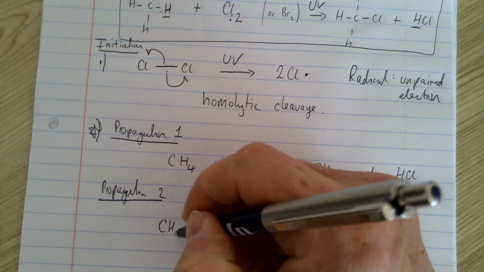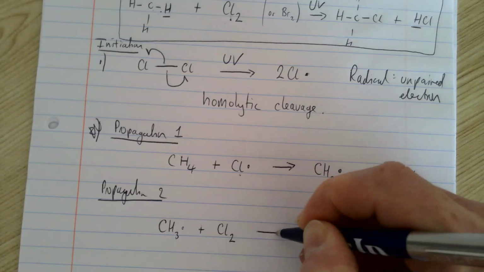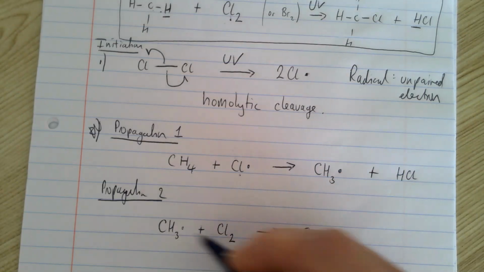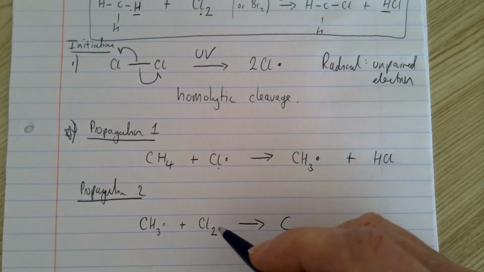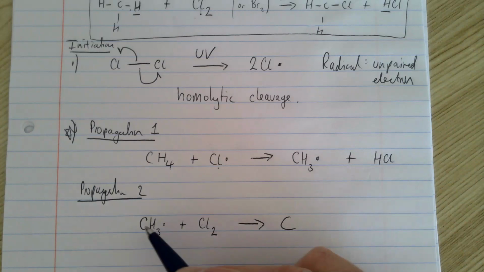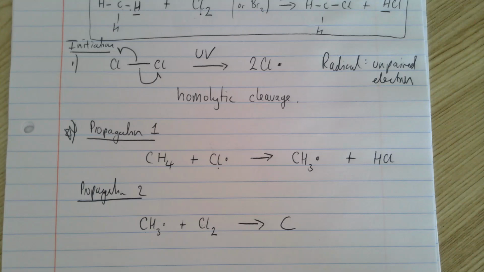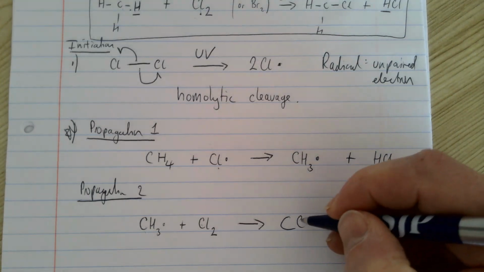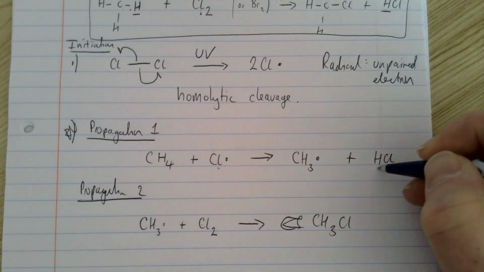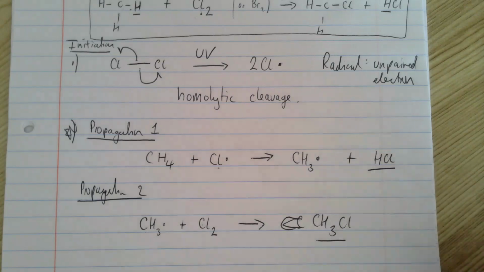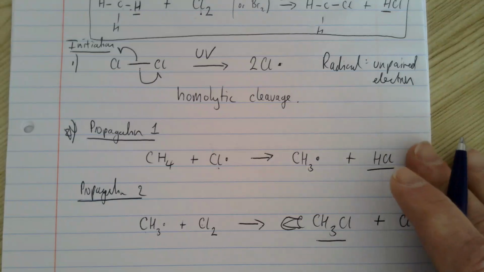But the CH3 radical, which is highly reactive, reacts with Cl2. In other words, it rips apart this bond. The carbon makes a bond with the chlorine. This carbon, which is a radical, it's got an unpaired electron, takes the chlorine from the Cl2, making one of the two products. The first product was made in the first step, the second product was made in the second step, and that would leave you with another radical, Cl dot.